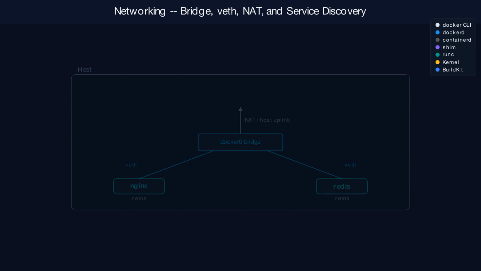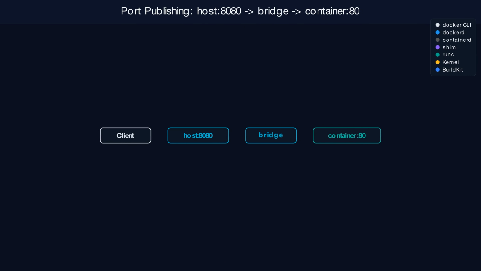When you publish a port, -p 8080:80, Docker creates an iptables NAT rule. Traffic arriving at the host on port 8080 is translated and forwarded through the bridge to the container on port 80. With Compose, services automatically join a shared network.